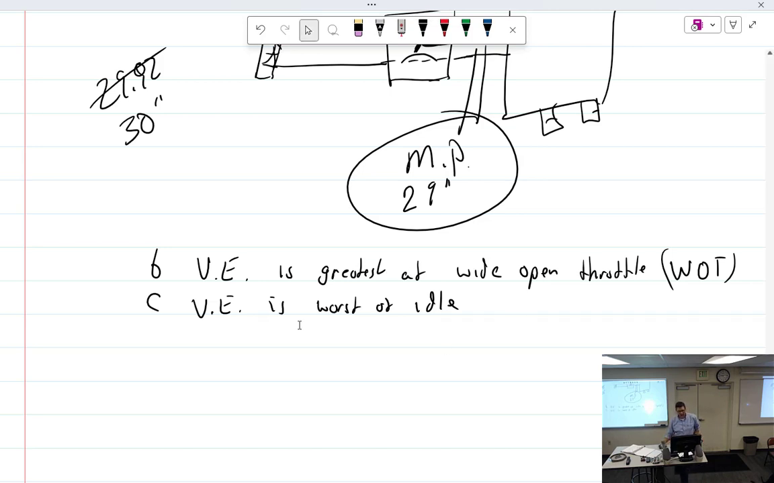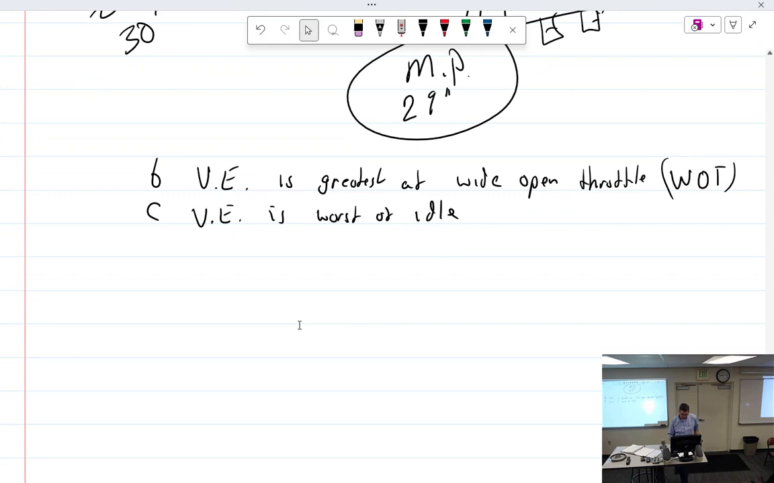All right, volumetric efficiency is worse at idle. Why is it worse at idle? Because you put in a big restriction with the throttle plate. Sharp bends reduce efficiency. Sharp bends in the intake system reduce efficiency.